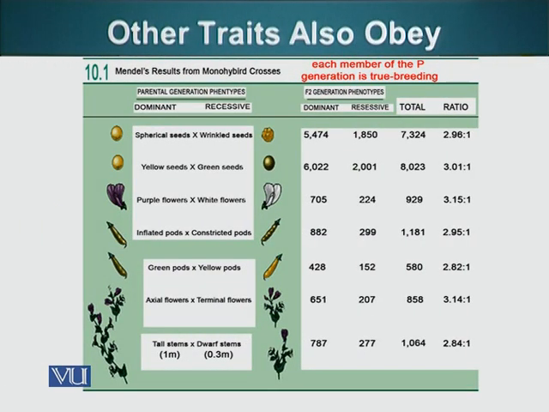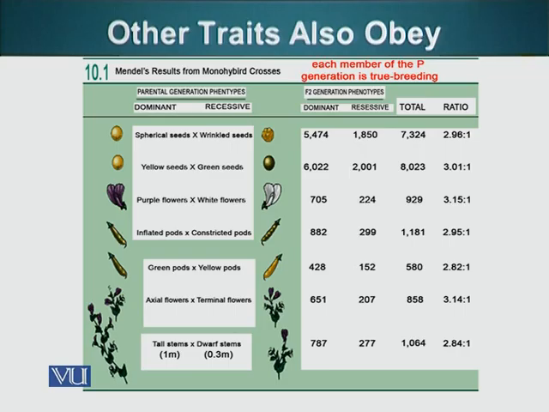Here on the screen, you can see that Mendel did not restrict himself to just the seed shape. He did similar experiments with other traits, other characters of the plant, but he always got the same result. When he crossed the F1 generation, the F2 generation had the same ratio. The ratio was 3:1, 3 from the dominant, whether it was the seed shape, seed color, flower color, the shape of the pod, the color of the pod, the position of the flower, axial or terminal flowers, or the size of the plant.